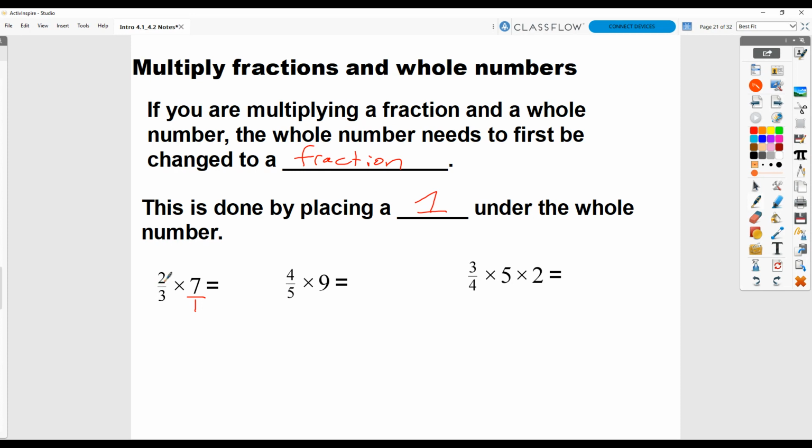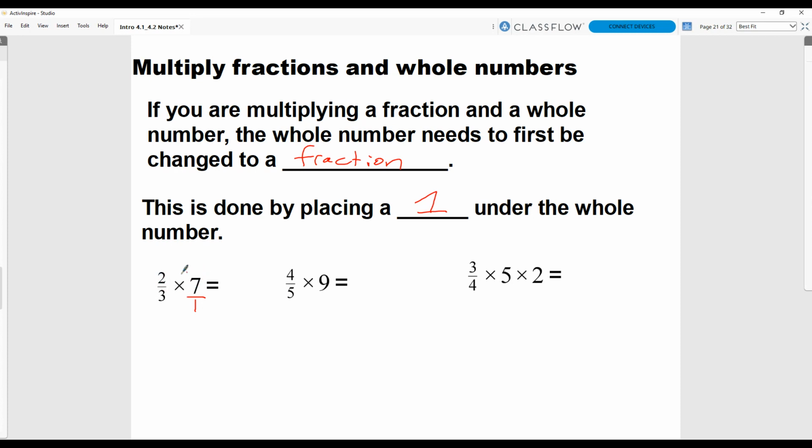So I'm going to rewrite it because I just like to stay organized. I don't like the look of this, okay? I'm going to rewrite it: 2/3 times, and I'm going to go 7 over 1 like that. Doesn't that look so much better? Well, mine's a little off a little bit there, but it's lined up a whole lot better than what it did look, all right? Now that they're lined up, you're just going to multiply straight across.